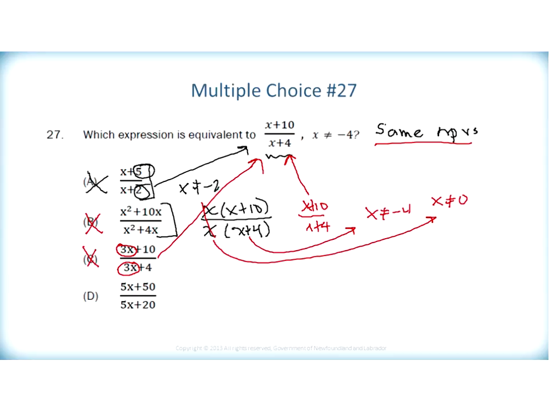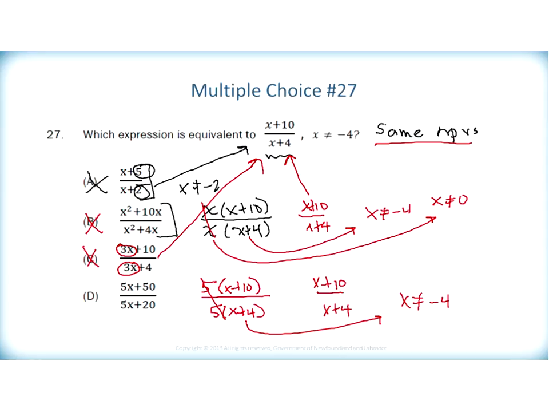When we factor D, we have 5 outside of x plus 10 over 5 outside of x plus 4. Cancel the common factor of 5, and we do have x plus 10 over x plus 4. So we're halfway there. We have to decide the NPVs to make sure they are the same, and here x cannot equal negative 4. So it must be D. So you have to be very careful. It must simplify to be an equivalent expression, but in order to be equivalent, it must have the same NPVs.